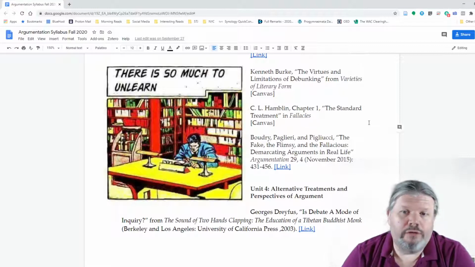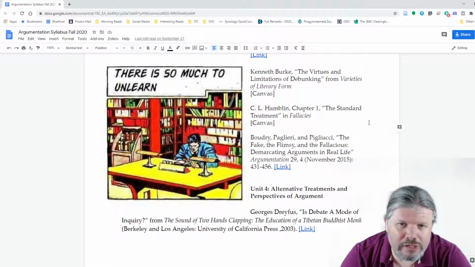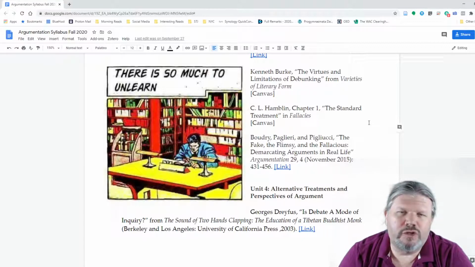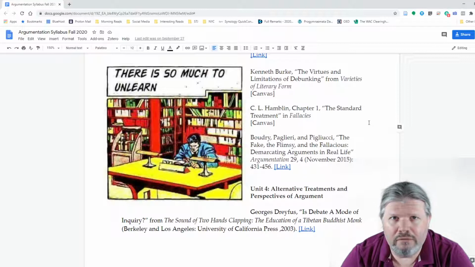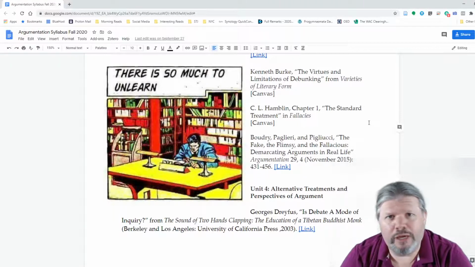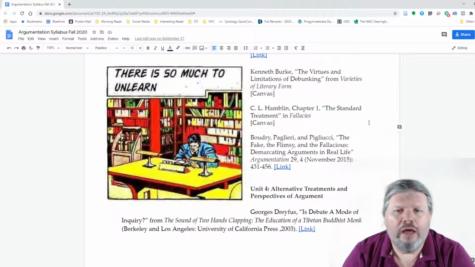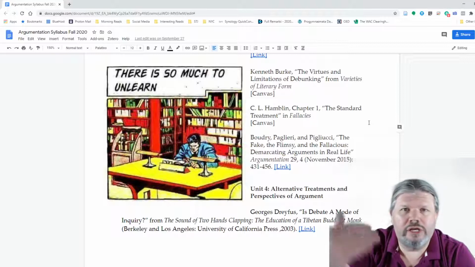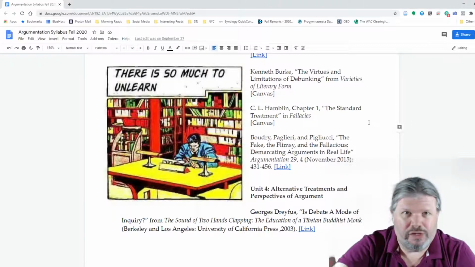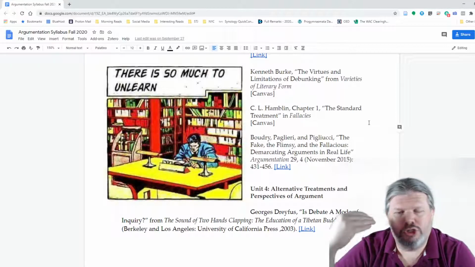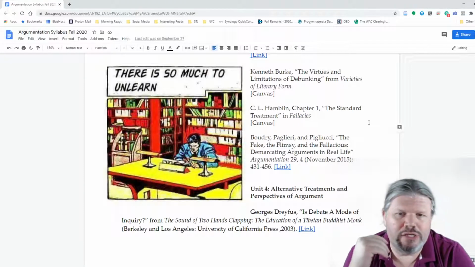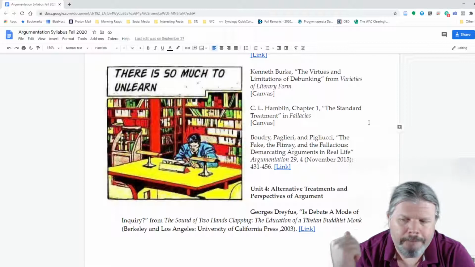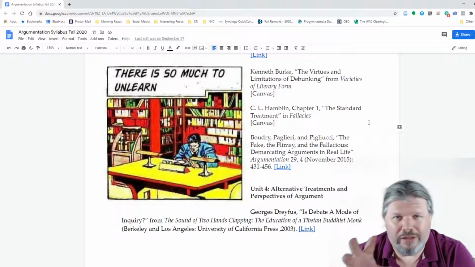Next is Hamblin, chapter 1 of Hamblin, the standard treatment of fallacies. Charles Hamblin was the first person to really systematically study the fallacies, like bandwagon, appeal to pity, appeal to force, begging the question, circular argument. And that's where he lists out and says all these things are violations of a structural norm of good argumentation. And that's his definition of fallacies, is that they do not get us to reason correctly in the correct form on things.